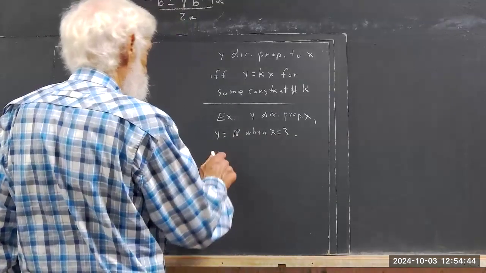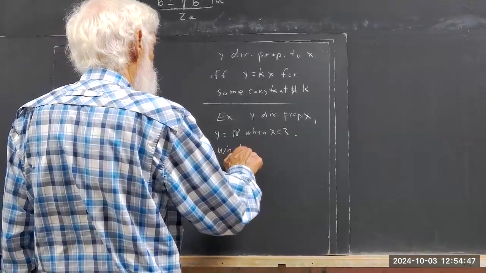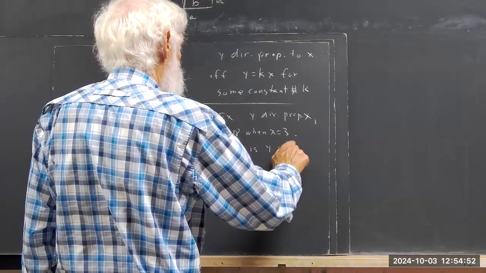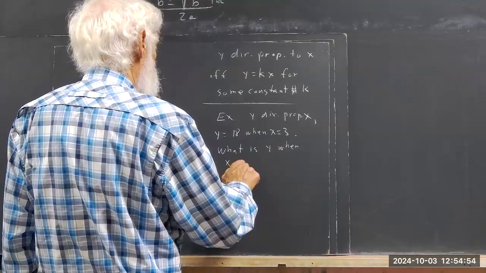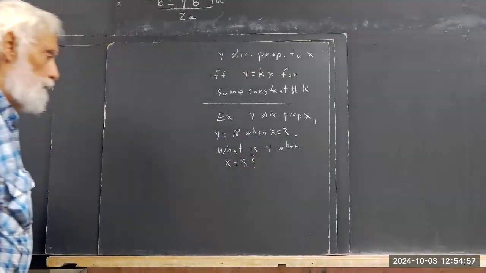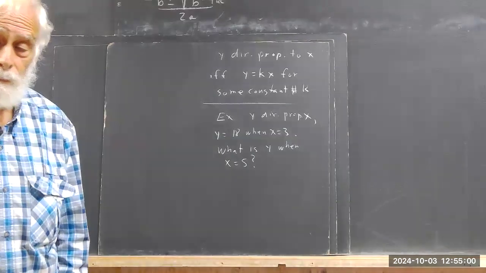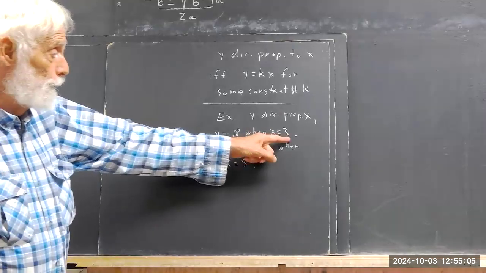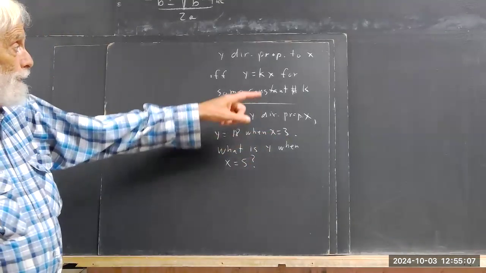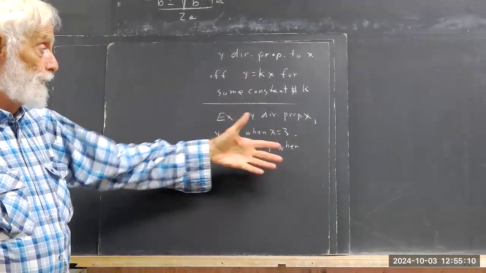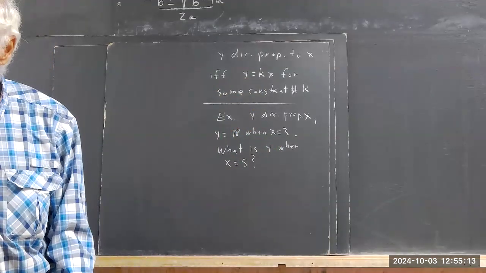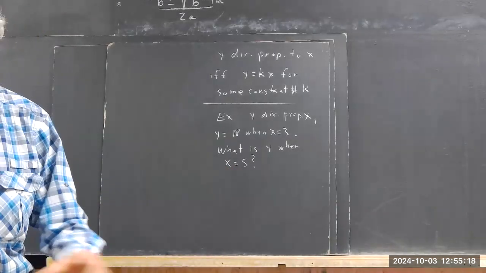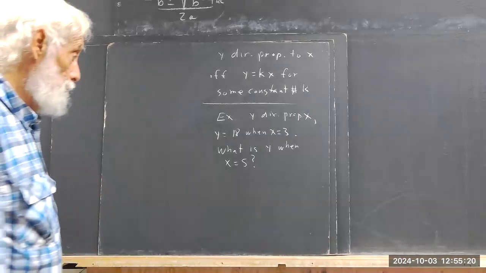Now, my question is, what would your value of y be when x is 5? Well, you just told me that multiply 3 by 6 to get 18. And this multiplier, this k, is the same as long as proportionality holds. It means you're going to multiply 5 by 6 and get 30. Same multiplier. Now let's write it out formally.